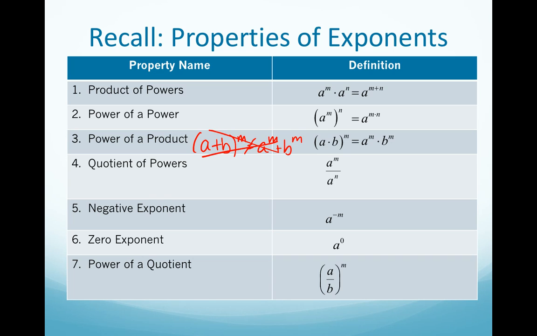Quotient of powers property tells us that we can subtract our exponents when we're dividing. And then negative exponents, essentially, I like to say that they move location. So if they're in the numerator, they move to the denominator to become positive. If they're in the denominator, they move to the numerator. Zero exponent property tells us that anything to the zero power is just equal to 1. And then the quotient property, or power of a quotient, tells us again that we can distribute that exponent if we're dividing. So similar to the power of a product property.